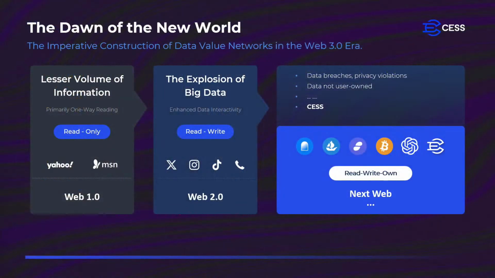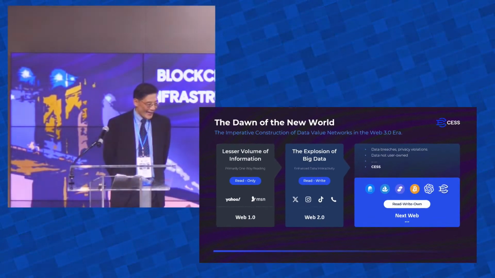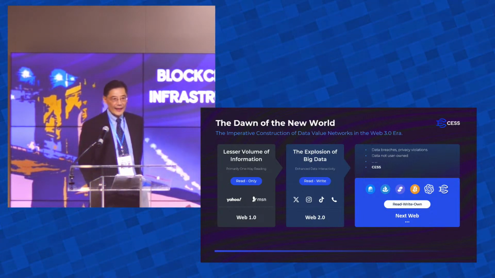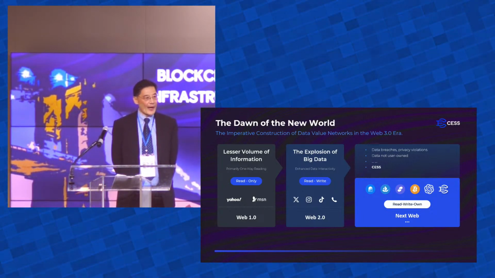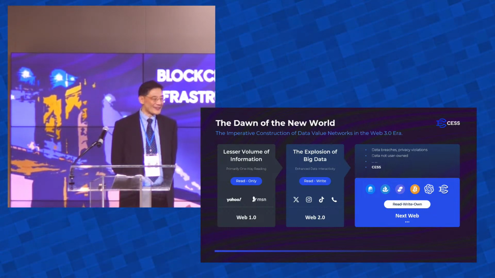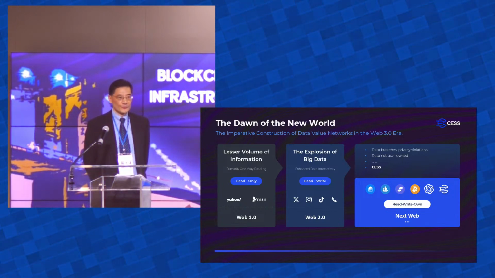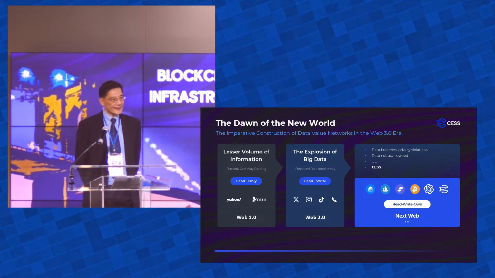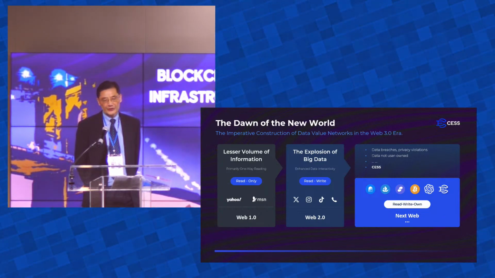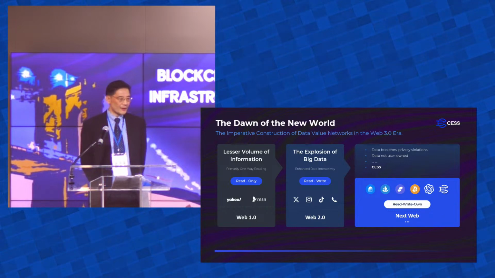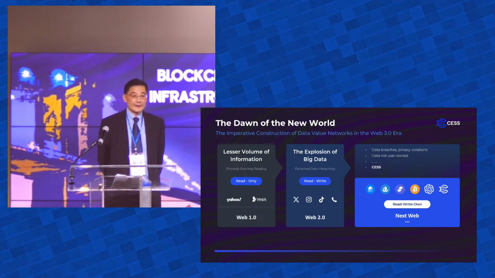Let's take a look at what's happened in the past. Since Web version 1, Yahoo and MSN were a big deal, weren't they, back then? We loved it. We could view news from the world. But as we went into Web2, we got more. We could interact with the web. Awesome. We could put data into the web. Great. But what does that mean to you? Where's your data going? How is your data being handled? Have all those questions been answered? Well, yes and no.